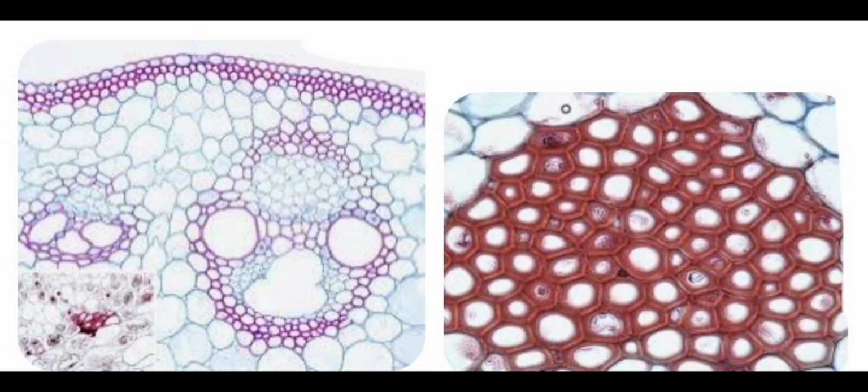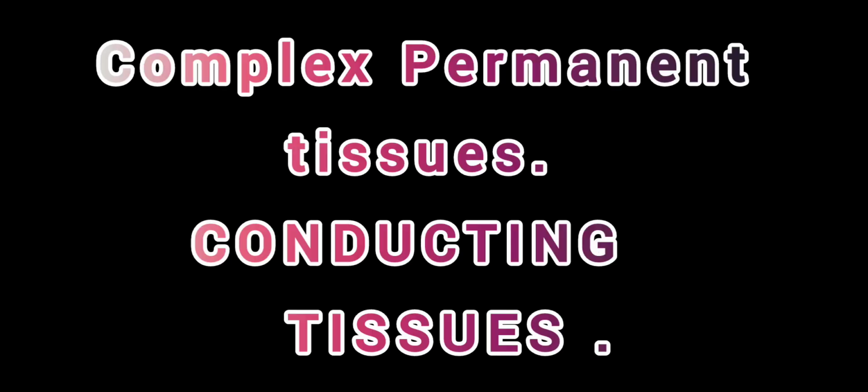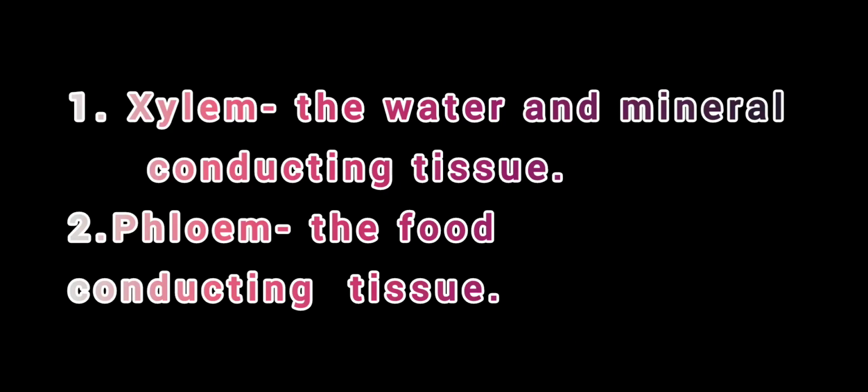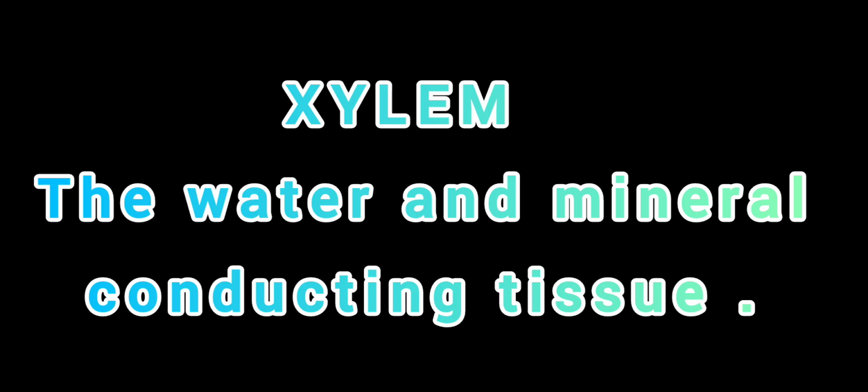Next we enter into the complex permanent tissues called the conducting tissues. These complex permanent tissues are always made up of two or more types of cells, and the conducting tissues are made up of xylem and phloem. Xylem is the water conducting tissue which conducts water along with dissolved minerals, whereas phloem is the food conducting tissue. So let us begin with the xylem, or the water and mineral conducting tissue.